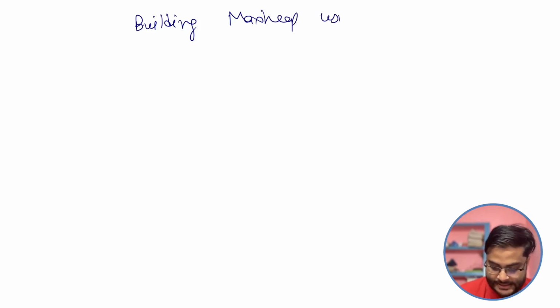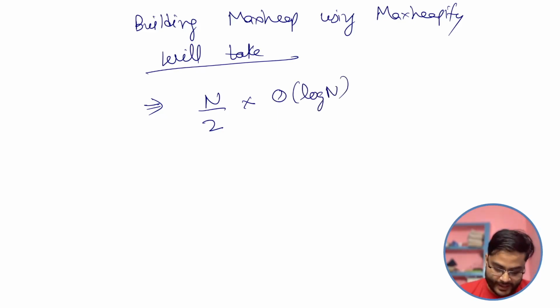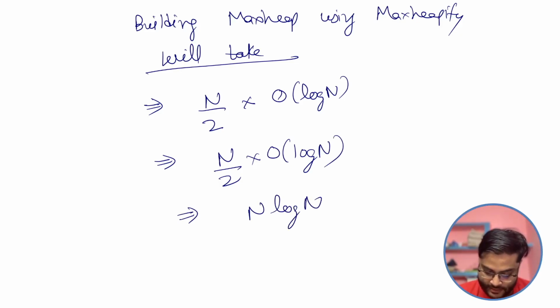Okay, so building max heap using max heapify will take how much time? We are running it for n by 2 elements, right? And each max heapify method takes how much time? Order of log n times. So it will be n by 2 order of log n times, which is nothing but n log n times, right? So building max heap will take order of n log n times.